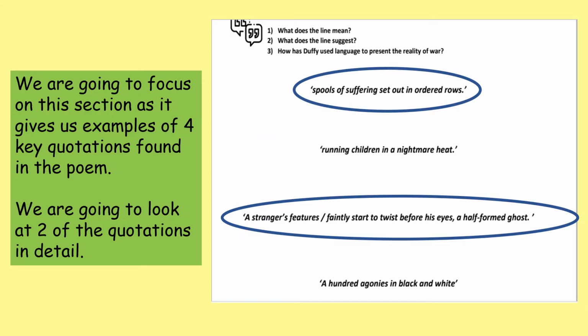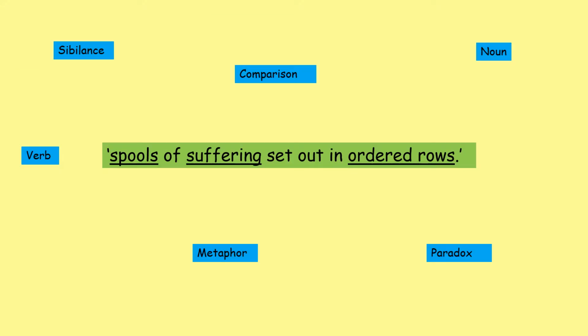Okay. Once you have that sheet, you need to go to this page as shown on the slide. We are going to focus on this section as it gives us examples of 4 key quotations that are actually in this poem. We're going to look at 2 quotations in detail, these 2. The other 2 are just as important, but these are the 2 I've picked for this task. I'm going to talk you through my quotation explosion first before I get you to do your own.